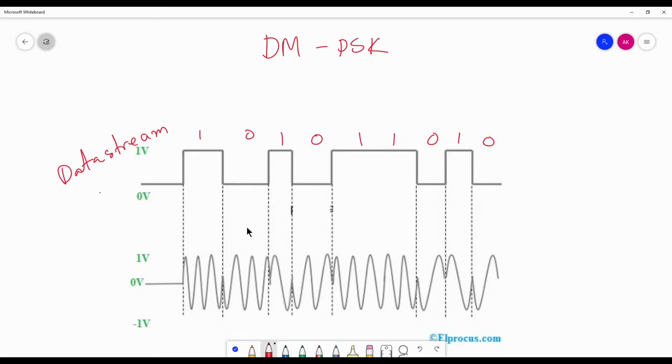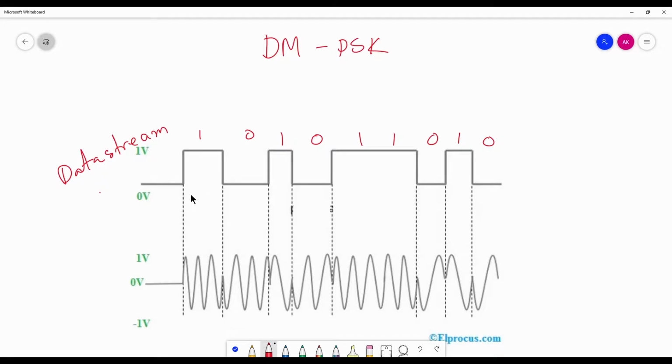So again, when the data is 1, the wave is positive, and when 0 is there, the sine wave will start from the negative end. So this is actually the technique of PSK. Now how does it work? We will consider how we can design a PSK modulation, and also how we can demodulate the PSK modulation.